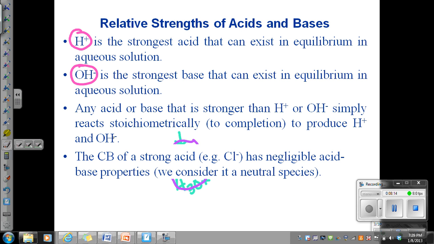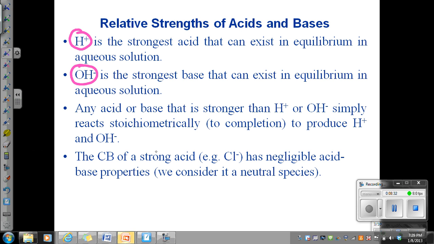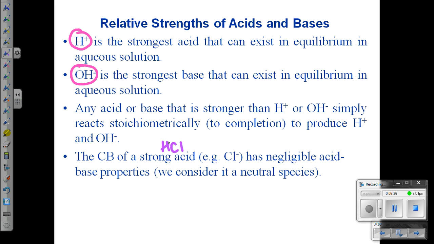I probably ought to mention this, so let me go back and talk about these last two things. The conjugate base of a strong acid, so let's go back and talk about HCl again as our strong acid. As we learned in class on Tuesday, conjugates differ from the regular acid or base by a proton. So HCl and the chloride ion are your conjugate acid-base pair. HCl would be your acid, and the chloride ion would be your conjugate base. The conjugate base of a strong acid, the chloride ion, has negligible acid-base properties in water. What that means is it is a weaker base than water, so we consider it neutral.